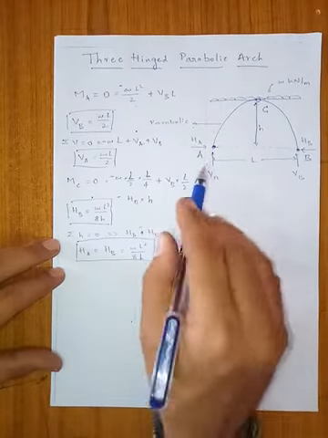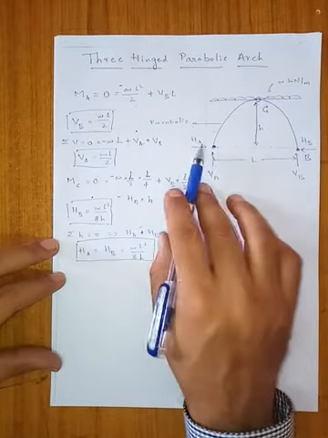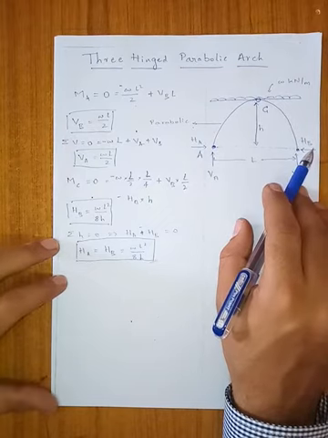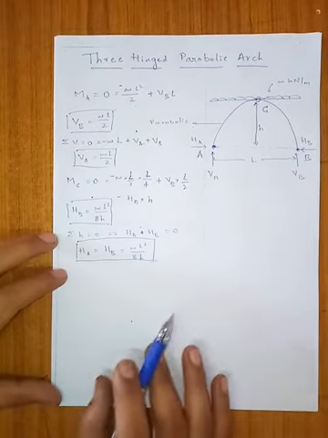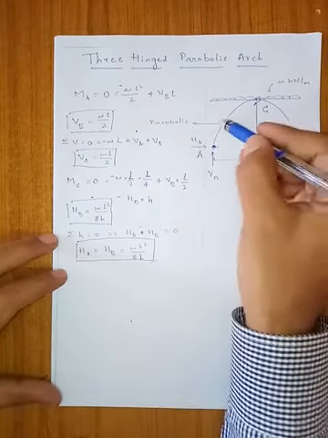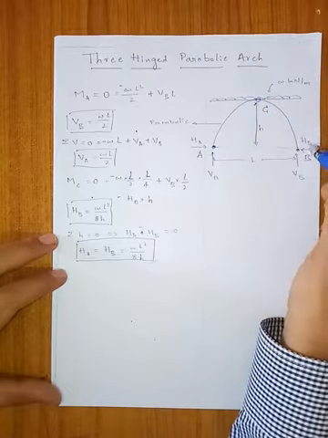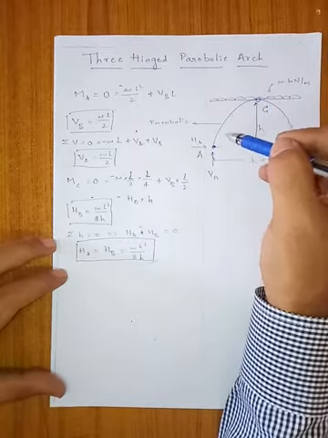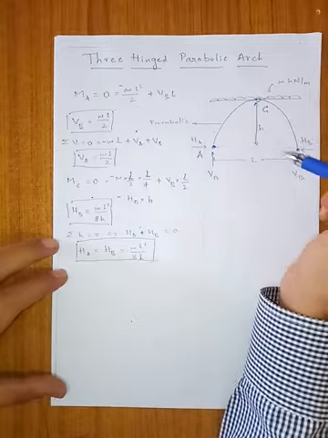We have found out support reactions VA, VB, HA, HB. Now let us find out the maximum bending moment in this beam. We have found out the support reactions. Now we are going to find out the bending moment at any section on this beam.